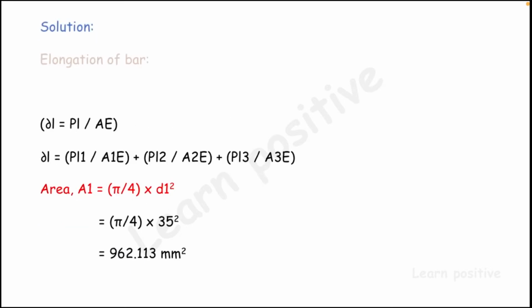So first, the elongation of the bar, that is the change in length, equals change in length 1 plus change in length 2 plus change in length 3. The common formula for change in length is PL by AE, that is load into length divided by area into Young's modulus. Now I am going to convert the formula for different sections. So change in length equals PL1 by A1E plus PL2 by A2E plus PL3 by A3E. In this formula, we know the load, length and Young's modulus, but we don't know the area.